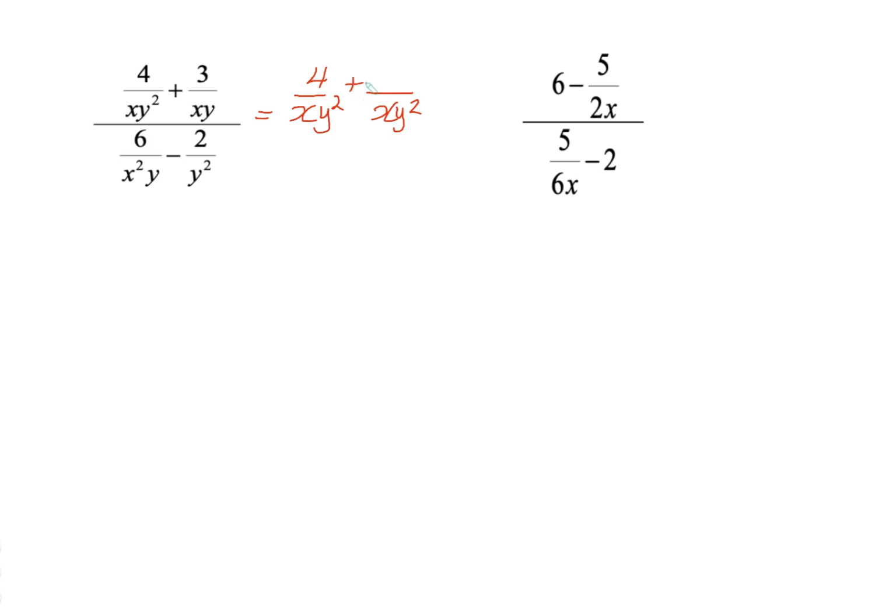Okay, when I look at this, it's xy squared, so we just need to keep the 4. Over here, I just have xy, but we need xy squared. So we're multiplying by y here and here. So this will be 3y.